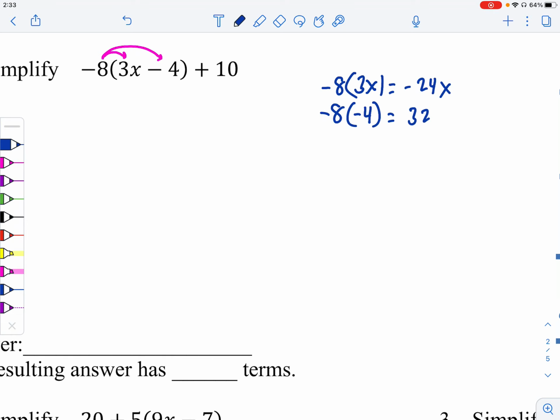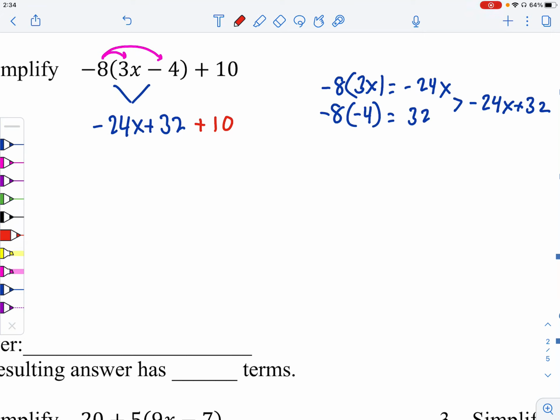Right, so that first part is just negative 24x plus 32. Right, so this whole thing we just distributed is negative 24x plus 32. And we still have that plus 10 at the end, right? We still have that plus 10. So we have to remember that, bring down that plus 10. And now we combine like terms. Okay. So combine like terms.